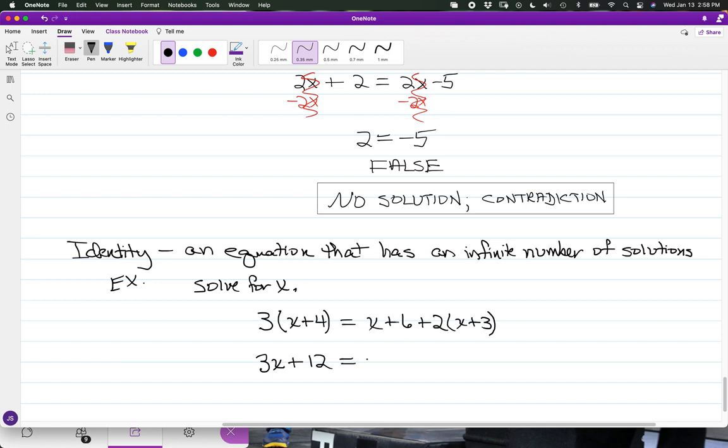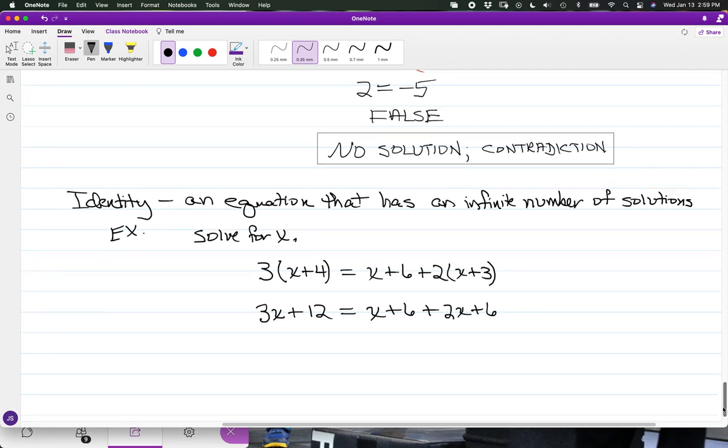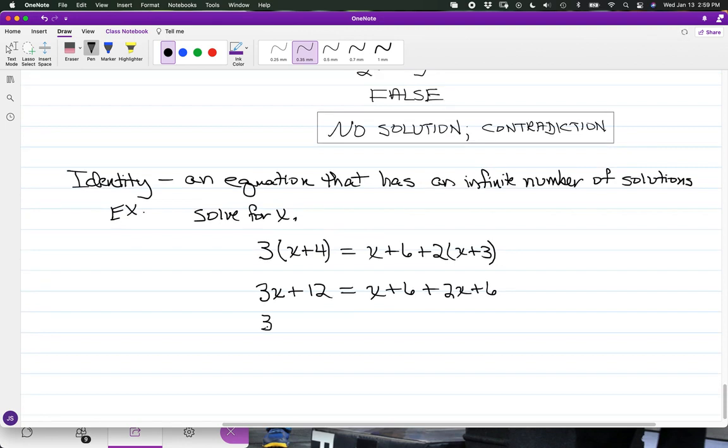And then to the right we have x plus 6, and distributing 2 over the quantity of x plus 3, we have 2x plus 6. Again, we have 3x plus 12, and to the right we have x plus 2x, which will make 3x, and we have plus 6, so this would be plus 12.